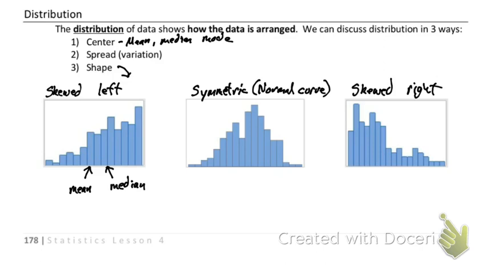For symmetric, since it's being pulled in both directions equally, your mean and median are going to be about the same place. Your mean and median are going to be about equal. Obviously, they won't be 100% equal for most things, but they'll be in general about the same. All right, the last thing we're going to talk about is skewed right. Skewed right, the mean is going to get pulled right. So your mean is going to be more right than your median.